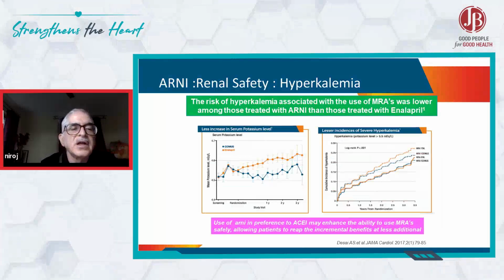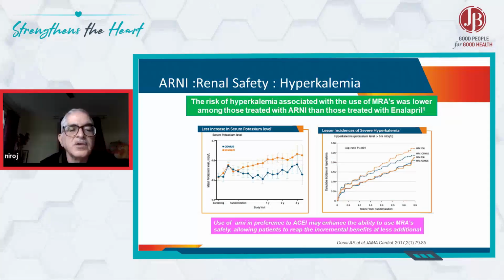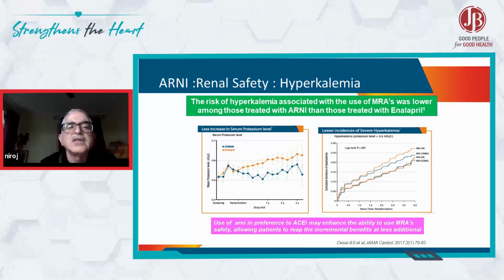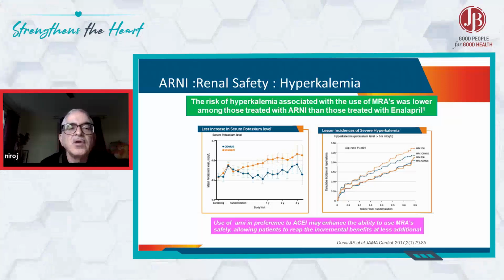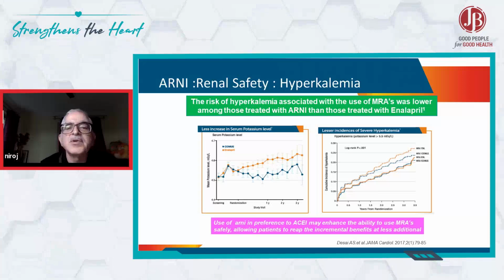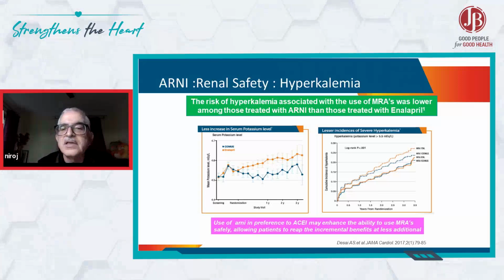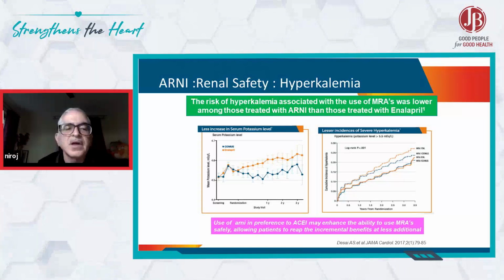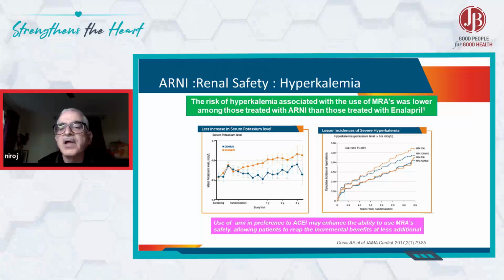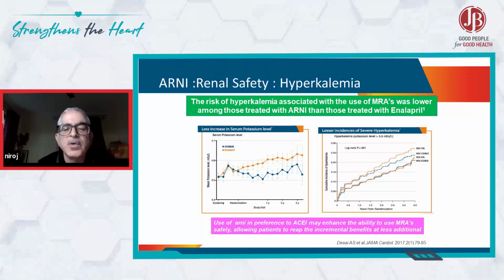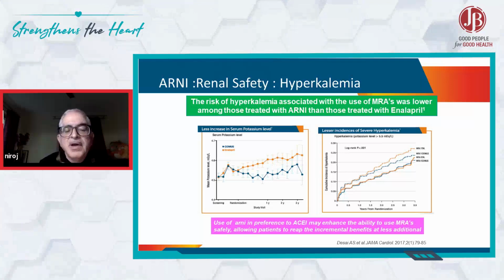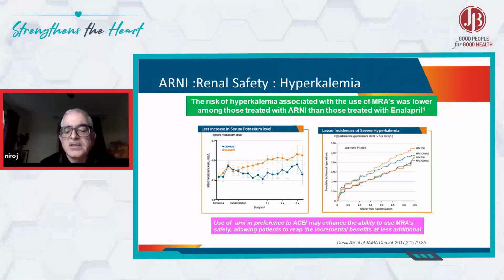And when you look at the risk of potassium, they look at the potassium level. The risk of hyperkalemia appears to be lower with sacubitril valsartan vis-a-vis enalapril. So hyperkalemia incidence appears to be less, and incidence of severe hyperkalemia also appears to be less. So this is enalapril, and this is our sacubitril valsartan. The incidence of overall hyperkalemia and severe hyperkalemia appears to be less with the use of sacubitril valsartan.